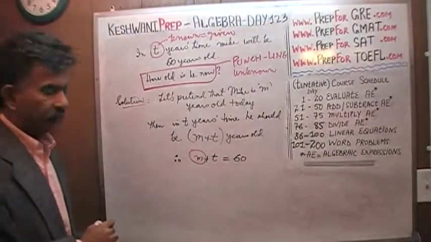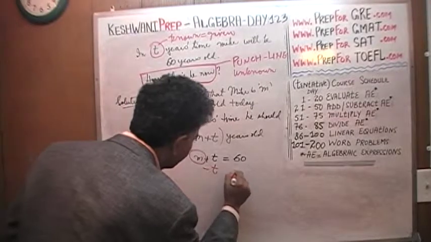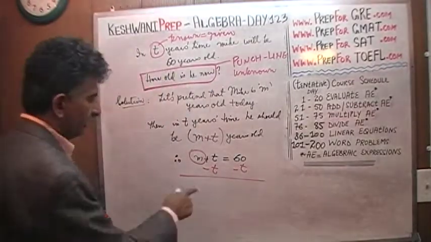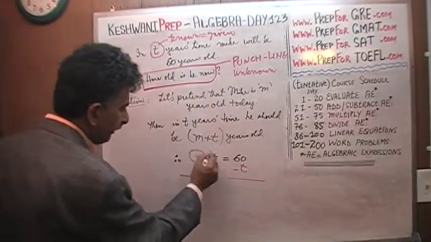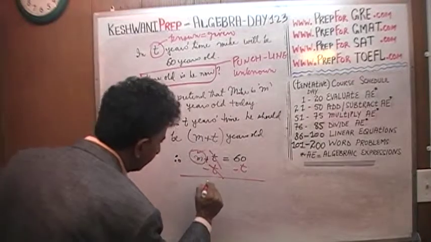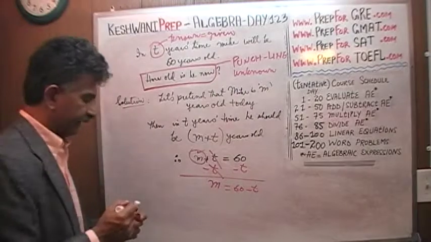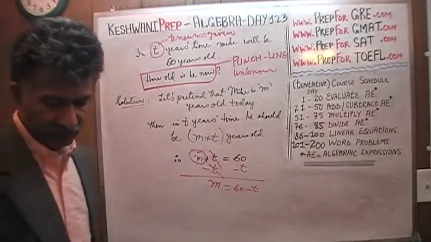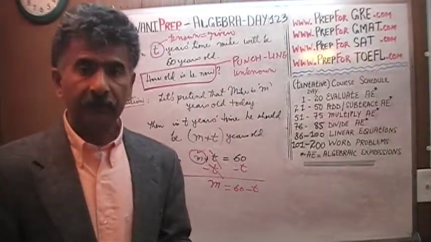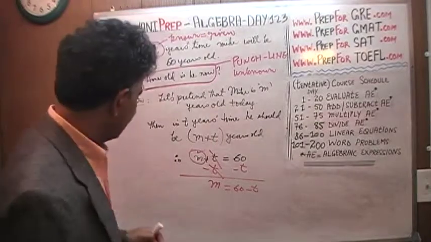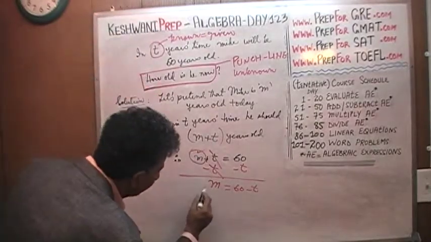How do we solve this equation for M? By subtracting T from both sides. So here we have positive T, here we have a negative T that drops out, and your M here equals 60 minus T. That's it, that's your answer. 60 minus T is our answer. Let's see if it makes any sense. What does M represent? M represents his current age.